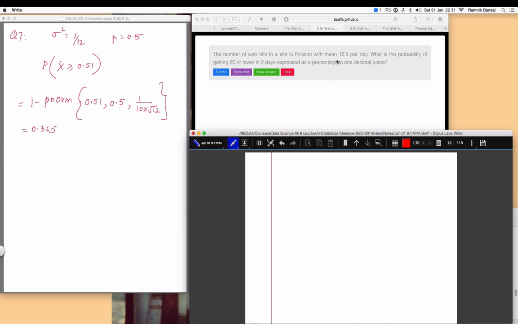What we can do is, how I can solve this is I can say 20. So Poisson, if I was to take the Poisson for 2 days, right? This is 16.5 per day, right? So then it will become 33 for a 2 day window. So my mean will be 33 for a 2 day window.